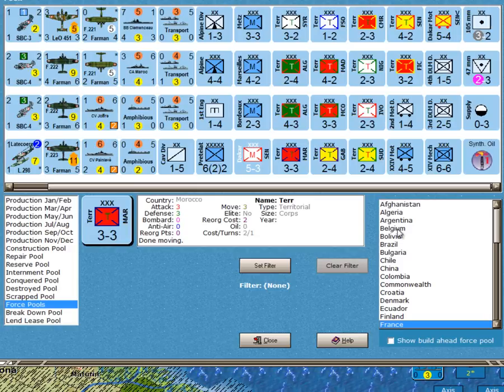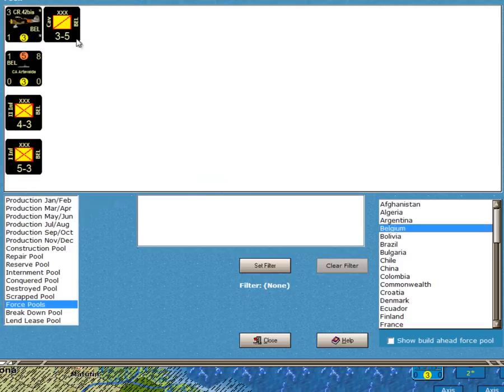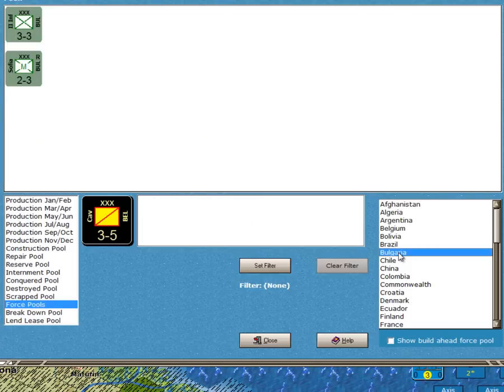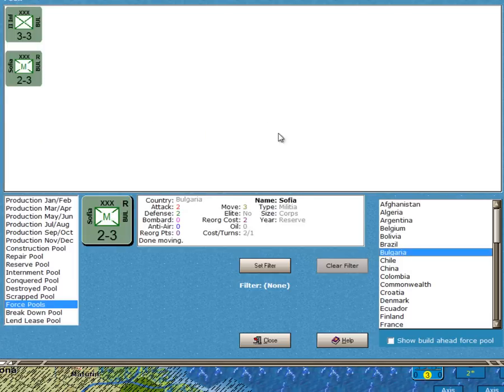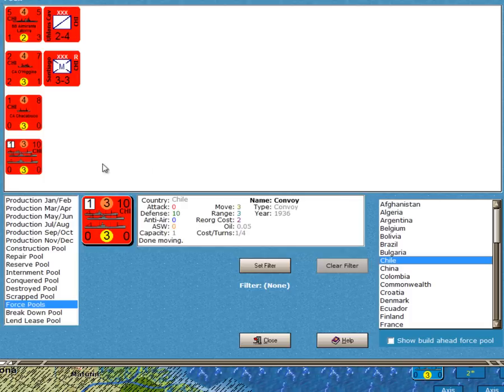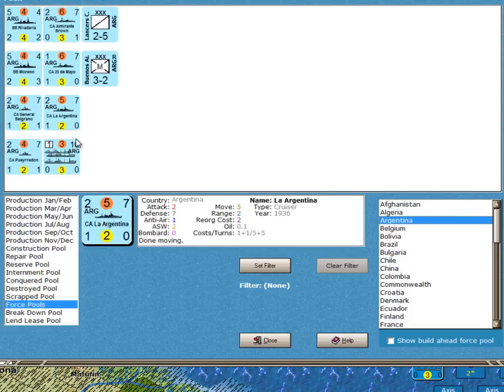If we look at another country like Belgium, they have a few units out in the force pool that they can build. They would actually be built by the French because I believe in this game Belgium is aligned to the French. If we look at Bulgaria, they have only a couple units. Most of the minor countries have small numbers of units. Chile has a fairly good navy out here, surprisingly. So does Argentina. Argentina has 8 naval units that would be built if Argentina entered the war.